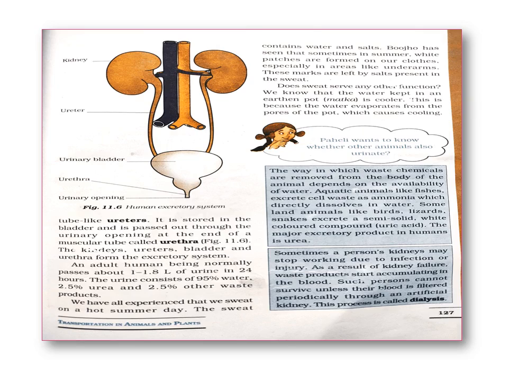Listen children, in our blood, so many waste materials are there. It has to be removed from the body, otherwise it is very dangerous. A mechanism to filter the blood is required. So how to remove the waste product from the blood? It is very dangerous, and for that a filtration process is needed.